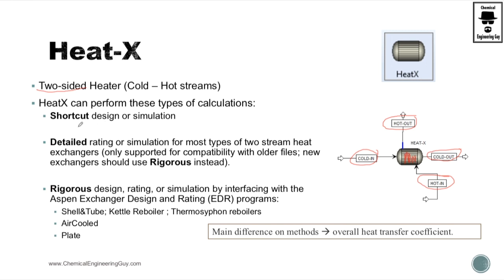Typically you have various options, the shortcut one and the rigorous one. But please note that you must have the Aspen Exchanger Design and Rating license and program in order to be able to calculate this. The shortcut will be a very raw HeatX calculation, and what it does is essentially calculate the main overall heat transfer coefficient. And of course the rigorous one will use geometry, and this one does not.